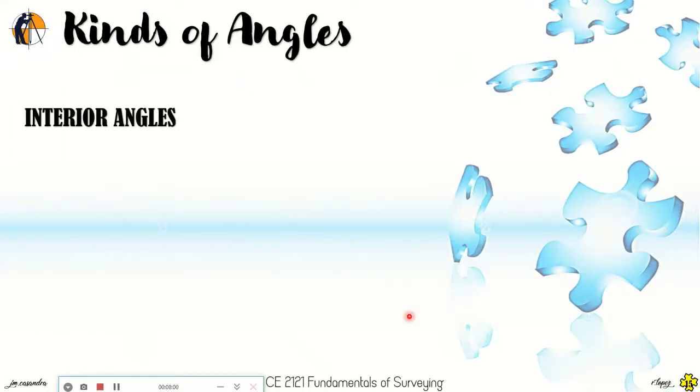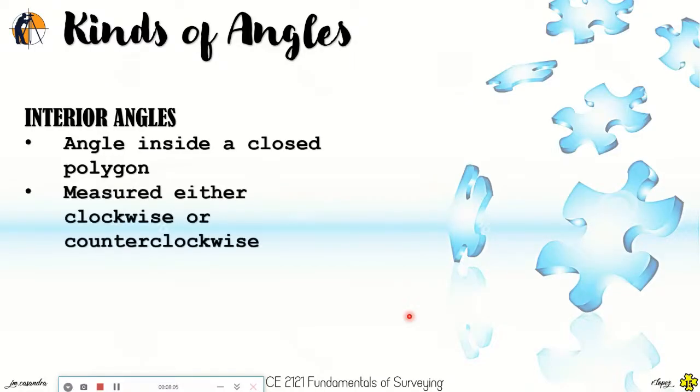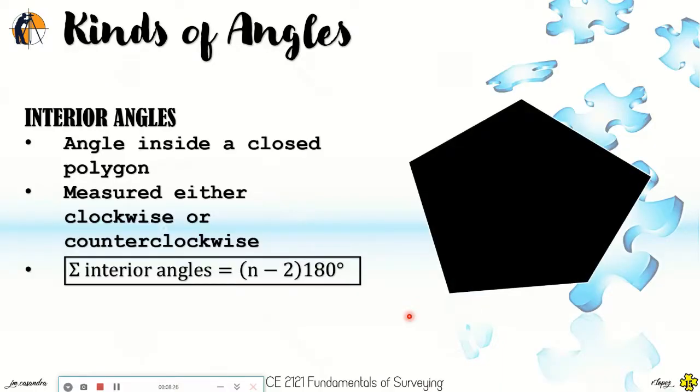So as a review, interior angles are the angles inside a closed polygon or a closed traverse. They are measured either clockwise or counterclockwise. As a check, the sum of the interior angles should be equal to n minus 2 times 180 degrees, at which n is equal to the number of sides. So if we have here your polygon or traverse, the angles inside are your interior angles.